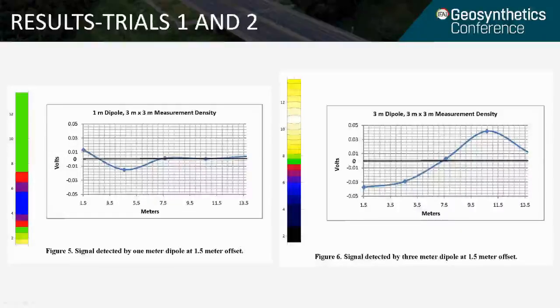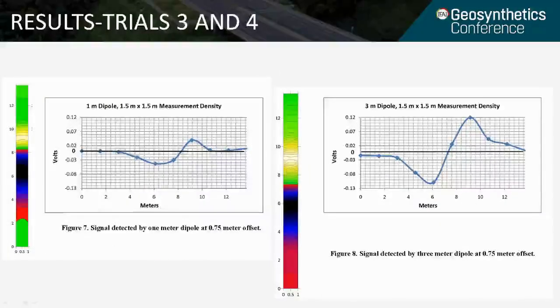Here are the results of trials 1 and 2 plotted at the same y-axis scale. The leak detection distance was calculated by measuring the distance between the simulated leak and where the negative voltage values start on the vertical bars. Signal strength is calculated by the peak-to-peak voltage values. Here are the results of trials 3 and 4, also plotted at the same y-axis scale. Each of these pairs shows the difference in signal strength between the 3 meter and 1 meter dipoles at the same measurement density.